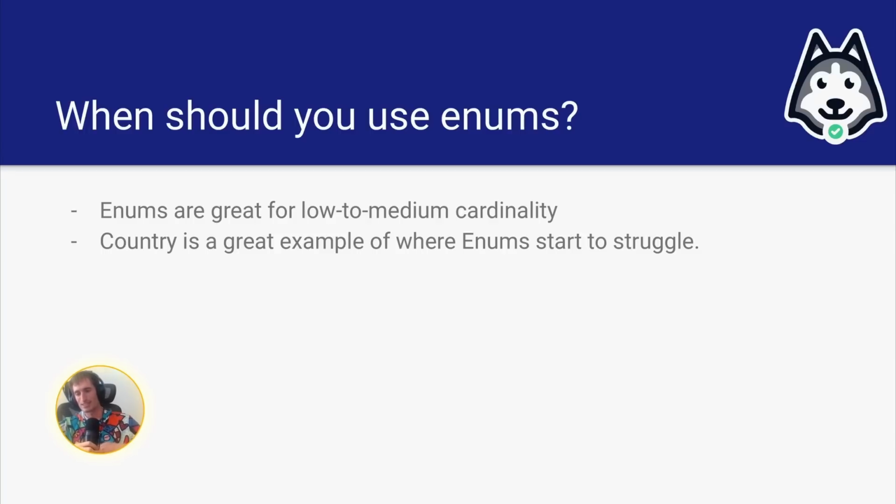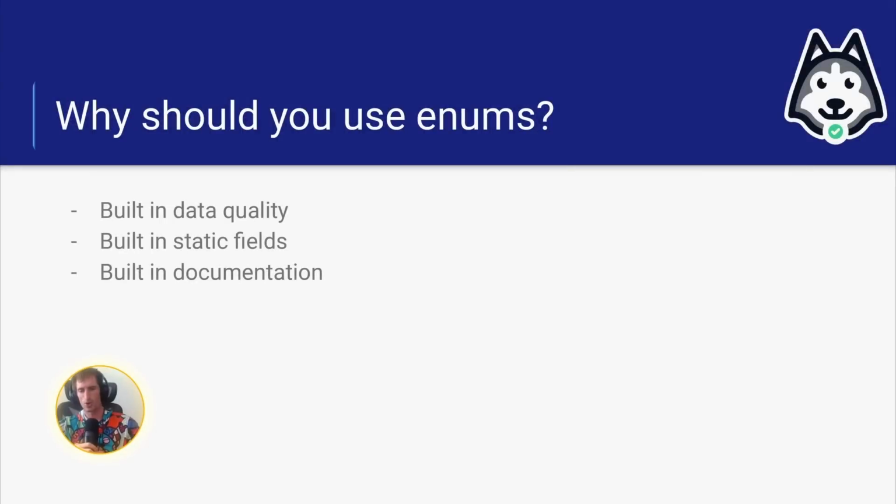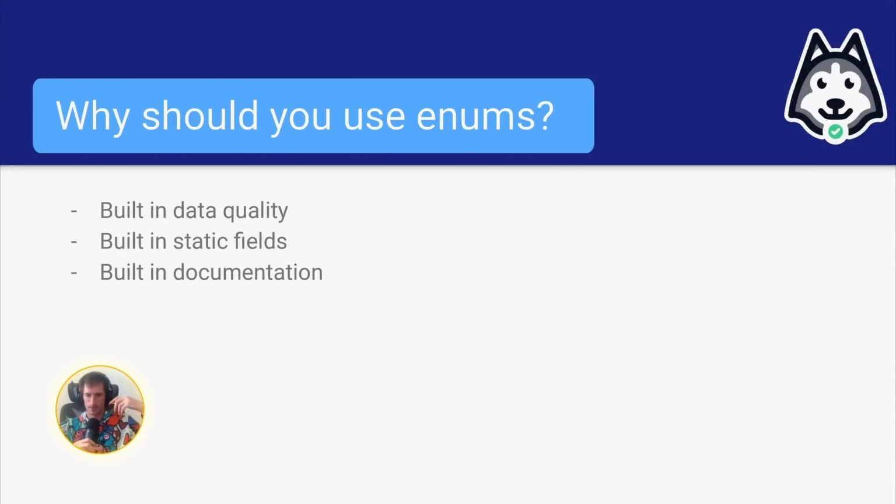A good rule of thumb here is: is it less than 50, right? If it's less than 50, it's probably a good idea. That's where we're going to be covering how enums can be very powerful in different data architectures in this class as well. Let's go to the next slide. So why should you use enums? A couple reasons. One is you get built-in data quality, essentially for free.